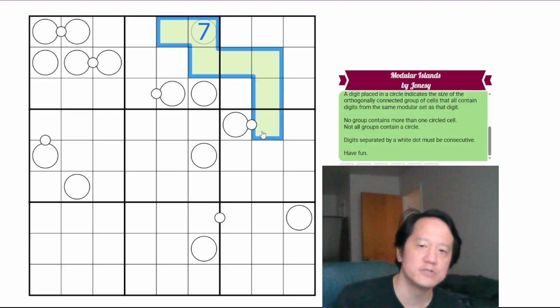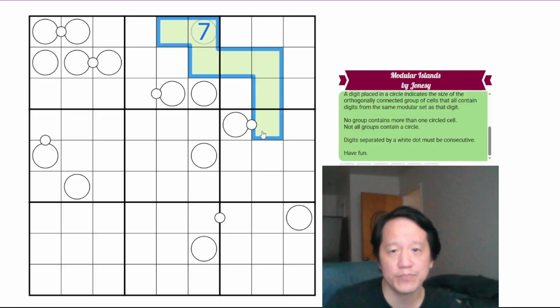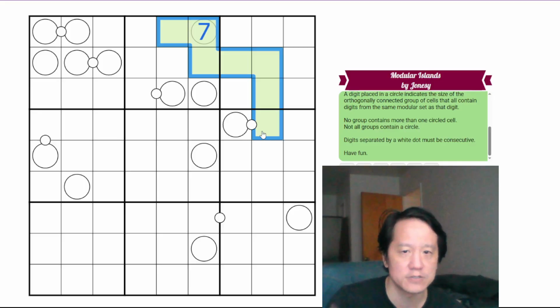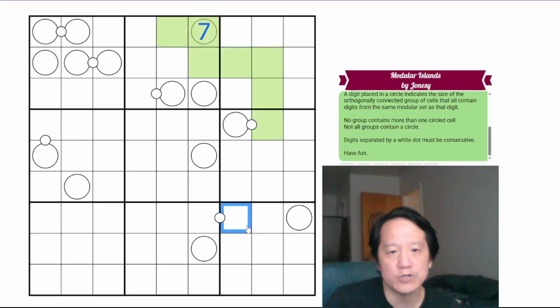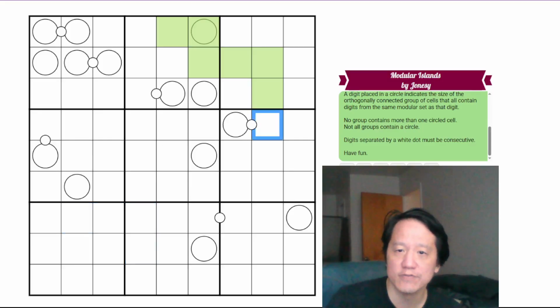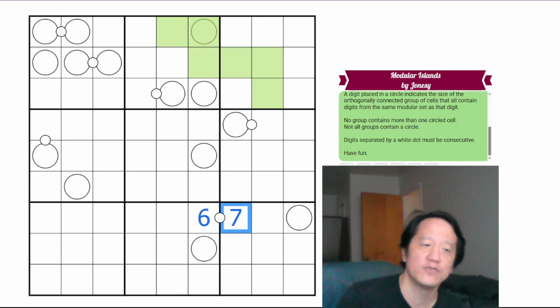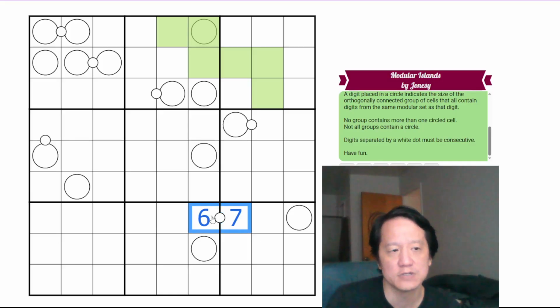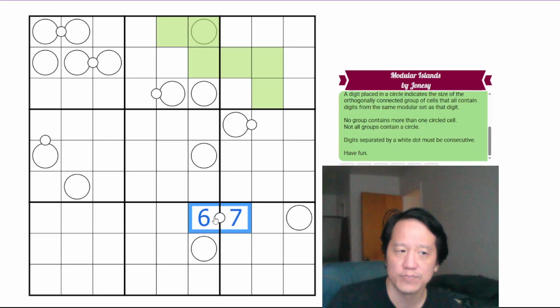No group contains more than one circled cell, and not all groups contain a circle. So that means we could have just an orthogonally connected group here, but we don't have to have a circle with it, essentially. And digits separated by a white dot must be consecutive. So for example, if this were, say, a 6 here, this would have to be 5 or 7, because the only digits which are consecutive with 6 are 5 or 7. And these need to be consecutive because there's a white dot between them.